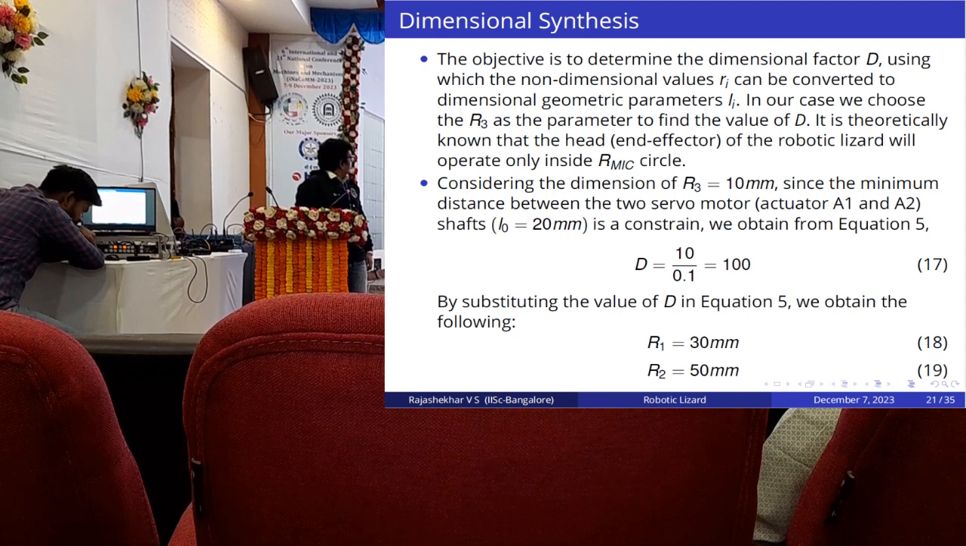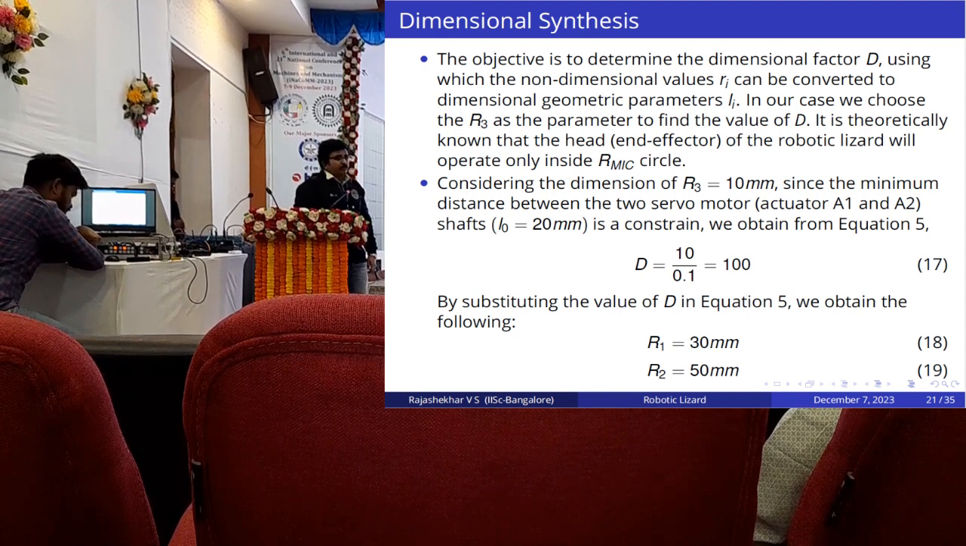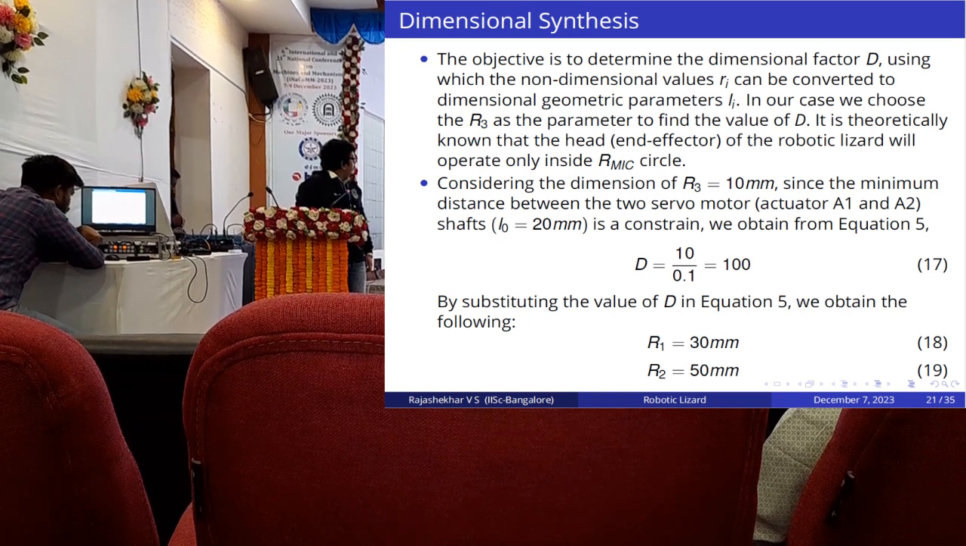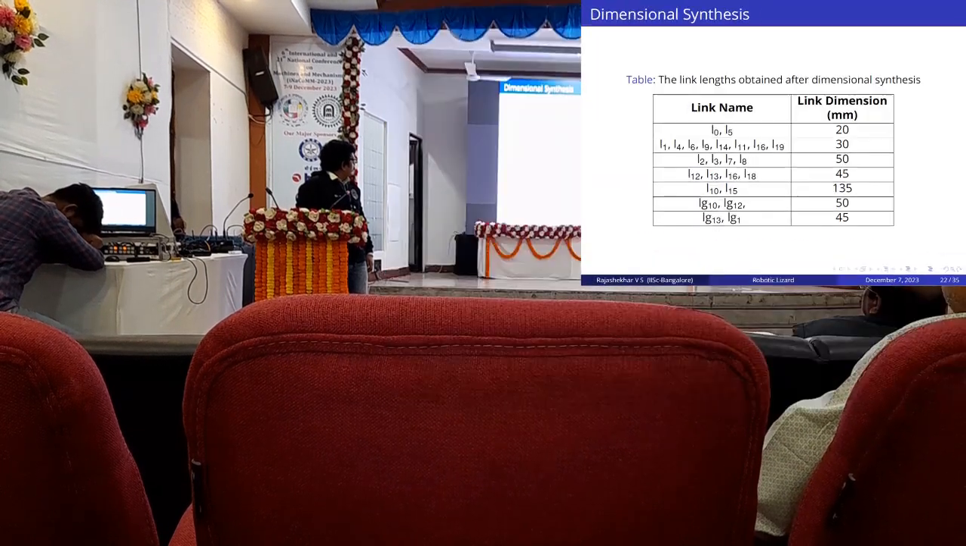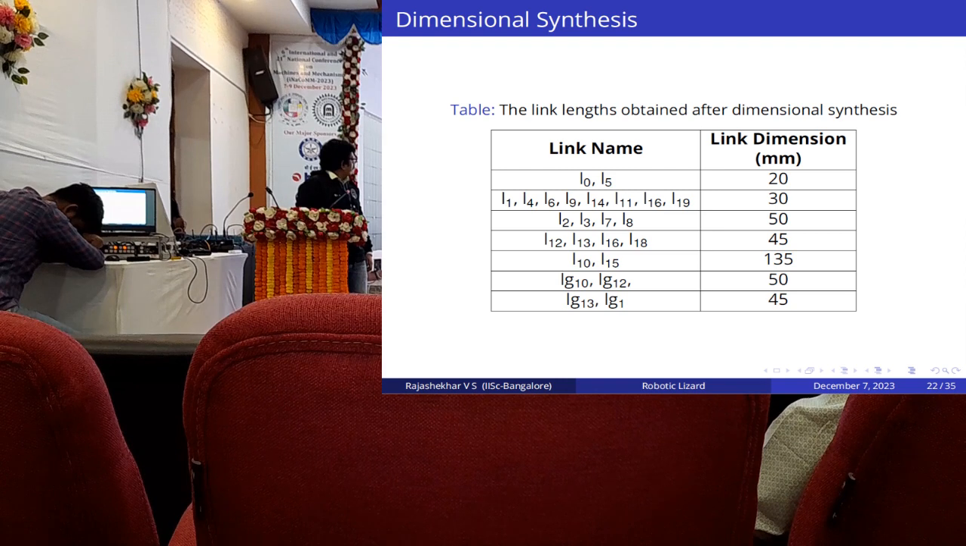Coming back to the dimensional synthesis, we use 2 servo motors, which is the limitation, where the distance between the 2 centers of the servo motors has to be minimum 20 mm, and we kept that, and we obtained the other parameters to be 30 mm and 50 mm. So the link lengths of the other links in the mechanism are as follows in the table.